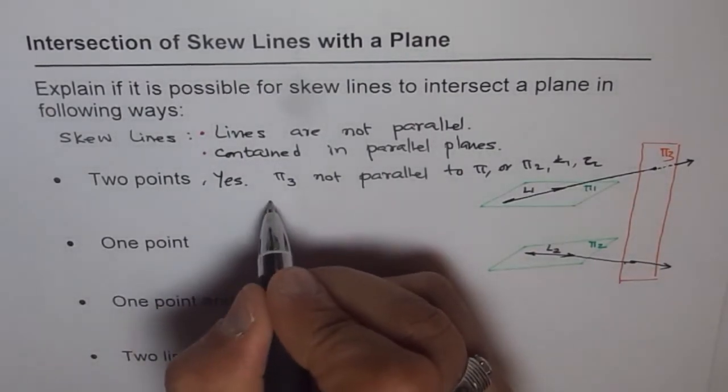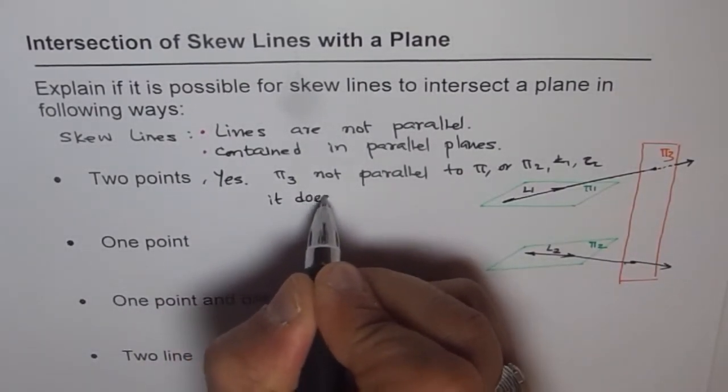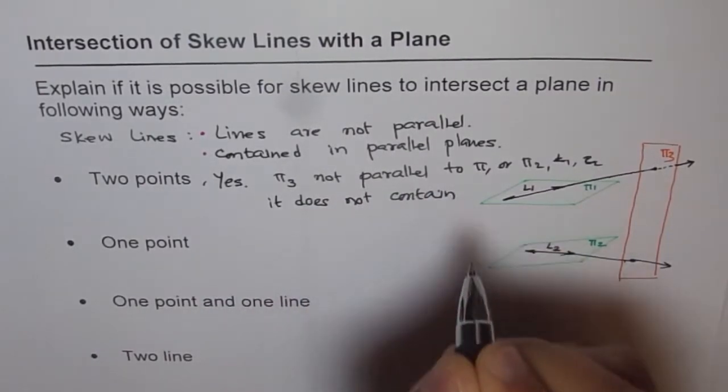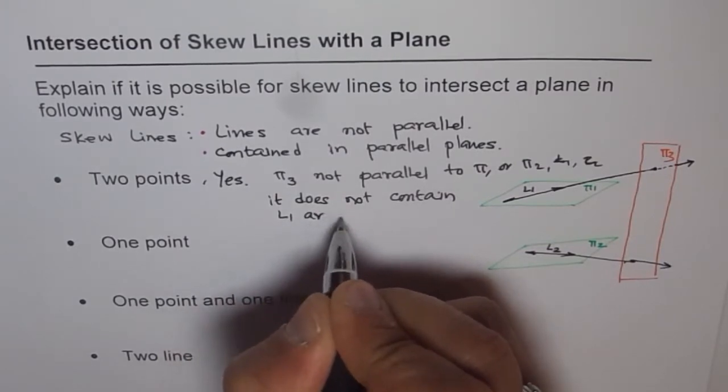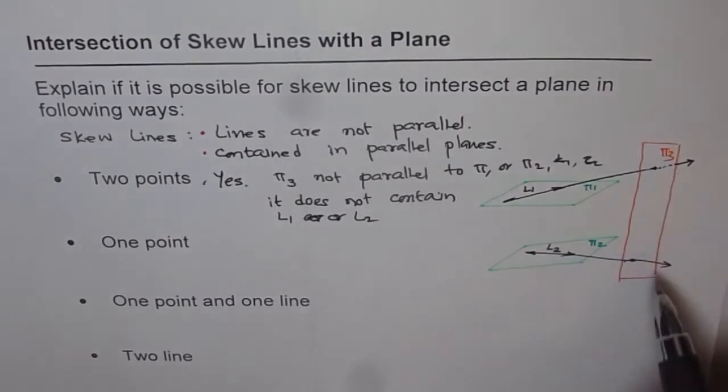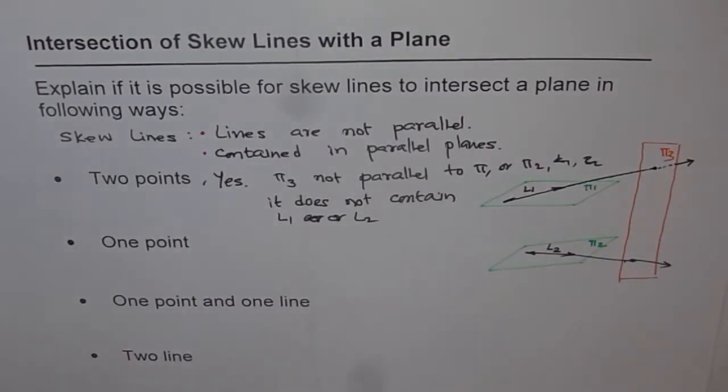And second, it does not contain L1 or L2, right? That means the lines are not totally contained in that plane, right? In that case, it intersects in 2 points.